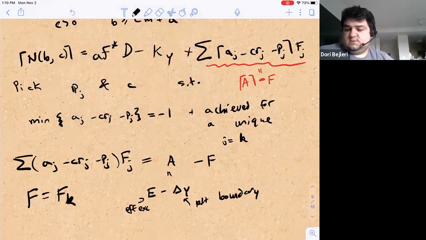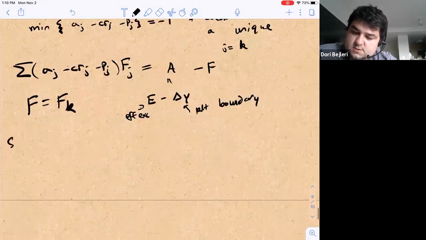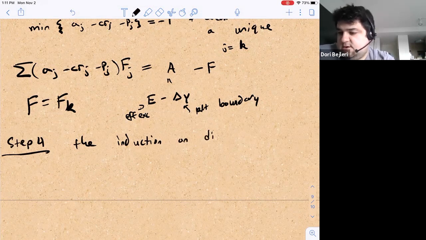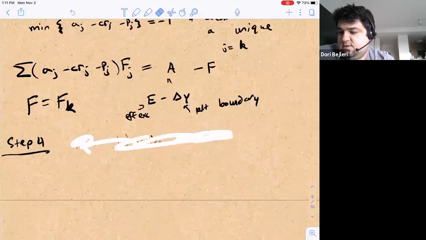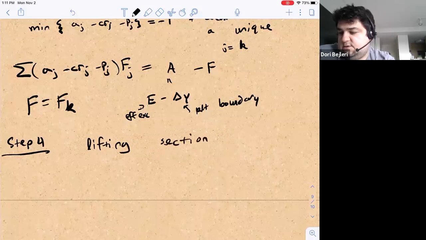Okay. So now we're just gonna use vanishing to lift our sections and check our inductive hypothesis. So step 4, the induction on dimension. All right, I guess it's not really an induction, but let me just call it lifting. We're applying our non-vanishing to something lower dimensional.